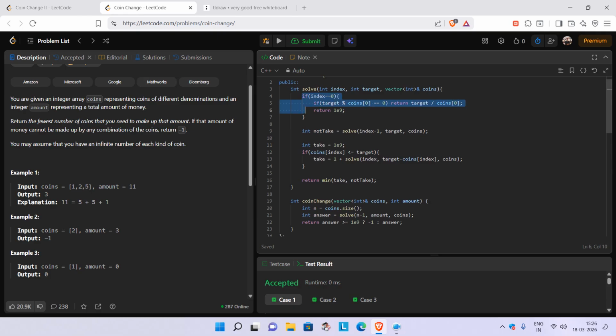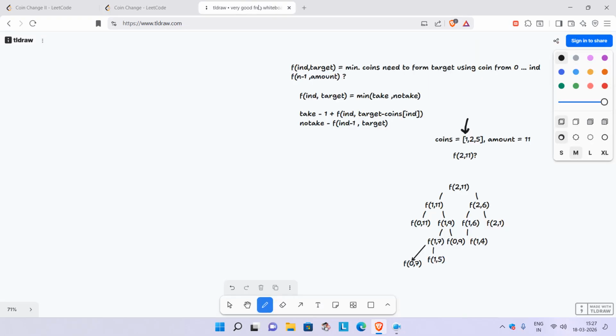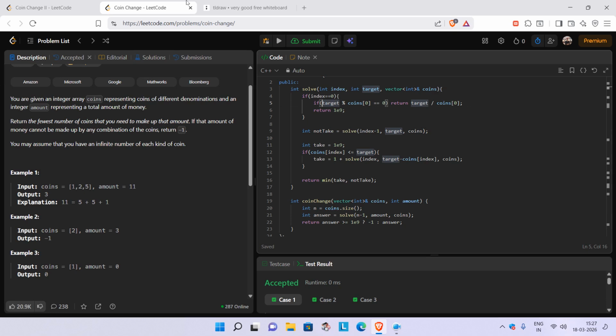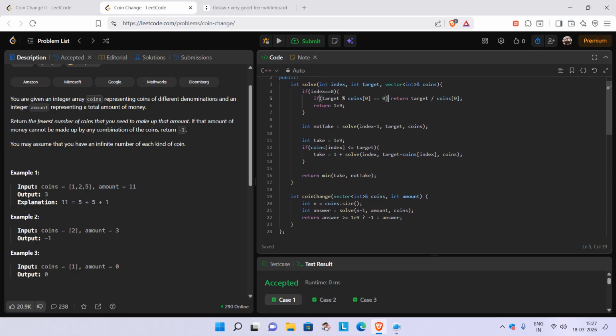If index is equal to 0, it means we are starting at the index. We can see one thing: if our target value is divisible by coins of 0, the coin situated here, then we are allowed to take that part, so we simply return target divided by coins of 0. In the else condition, if we are not able to, we simply return infinity. I can explain this through an example.